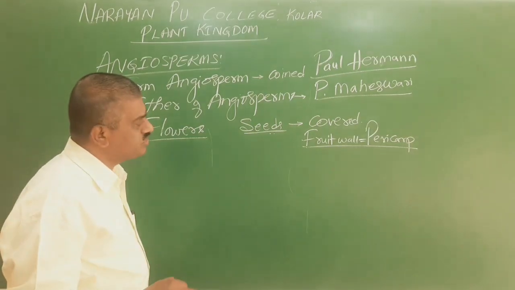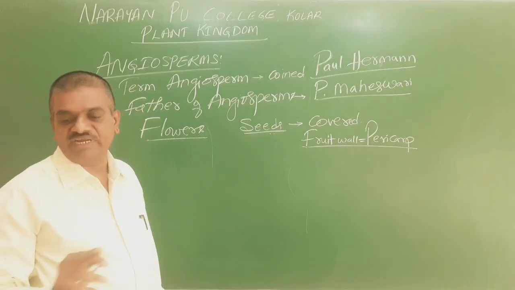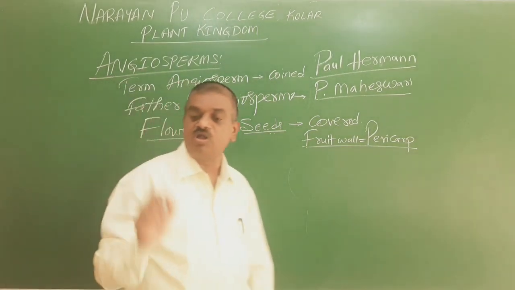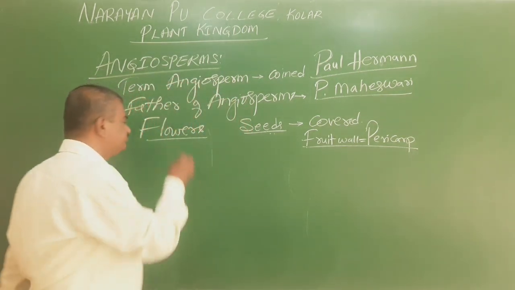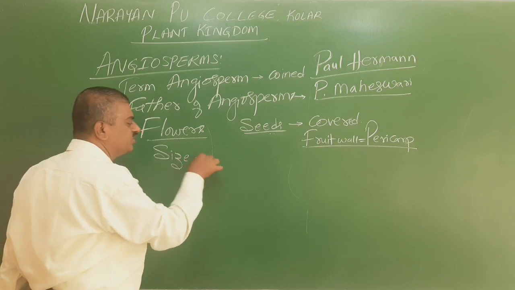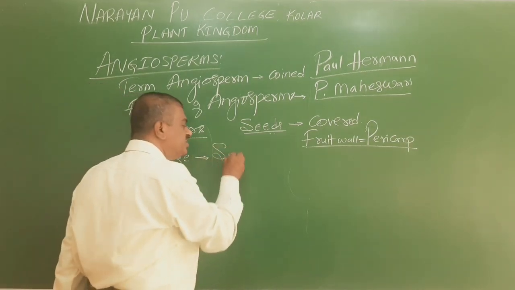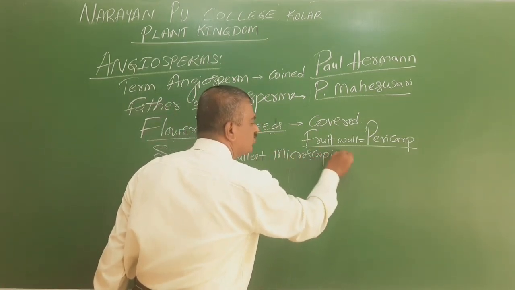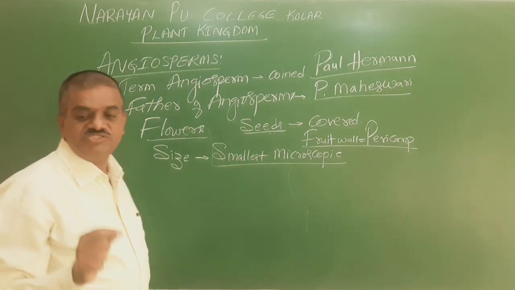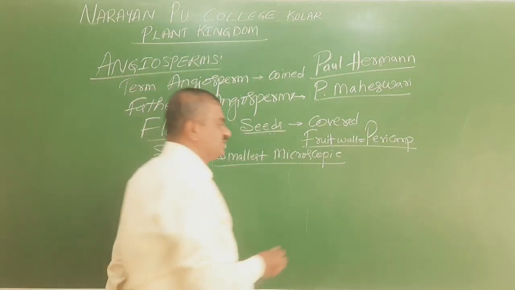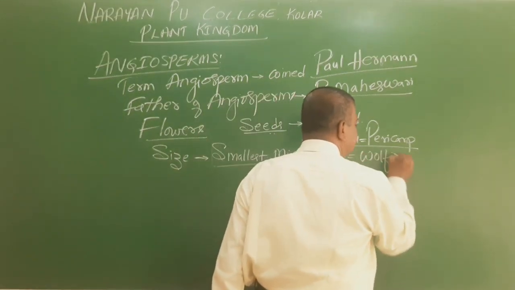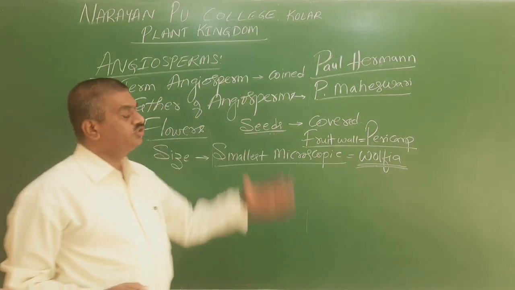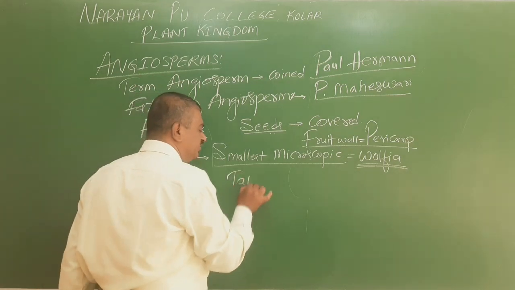Next, the angiosperms occur in all the habitats. So they are present in moist soil, dry places, in all the habitats. Next, the smallest size of the angiosperm. Here the smallest angiosperm is microscopic, and this plant is called Ovule.